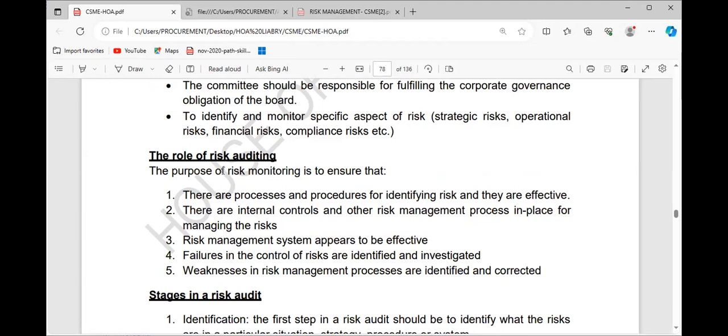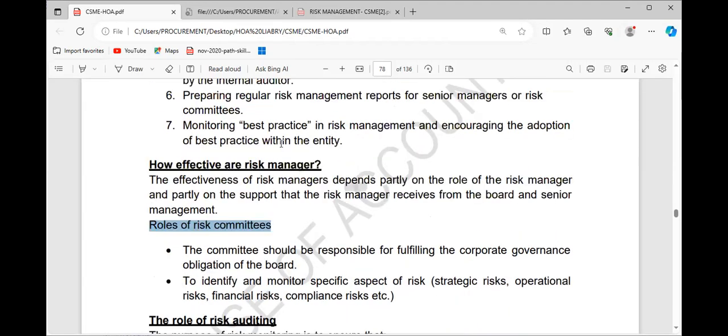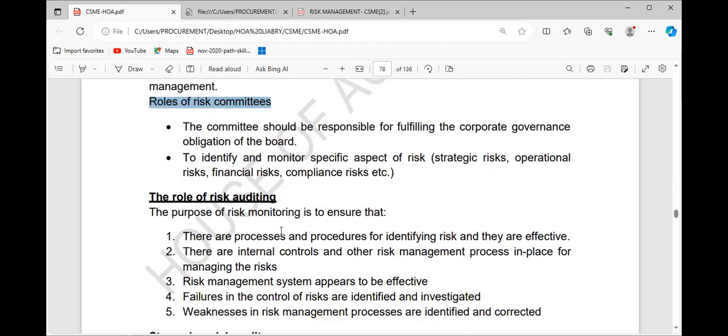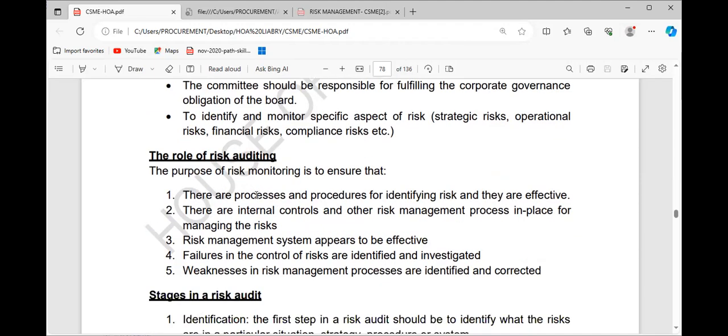Now, the role of auditing. So after you have been able to work with this risk manager and the risk committees, the next one is risk auditing. The purpose of risk monitoring is to ensure that there are processes and procedures for identifying risk and they are effective.